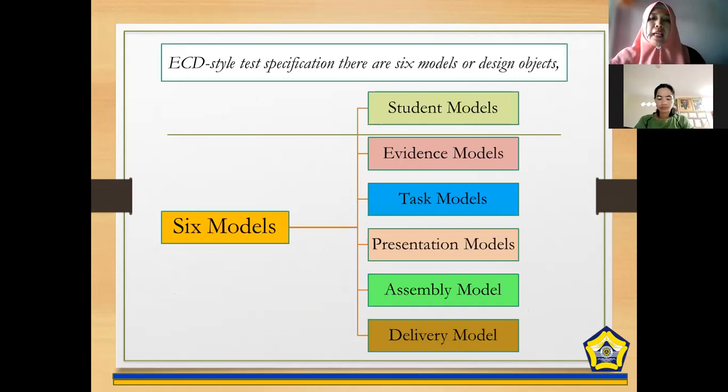Okay, next, inside this test specification, there are 6 models or design objects. So ECD consists of 6 models. The first one is the student model, then the evidence model, the task model, the presentation model, the assembly model, and the last one is the delivery model.